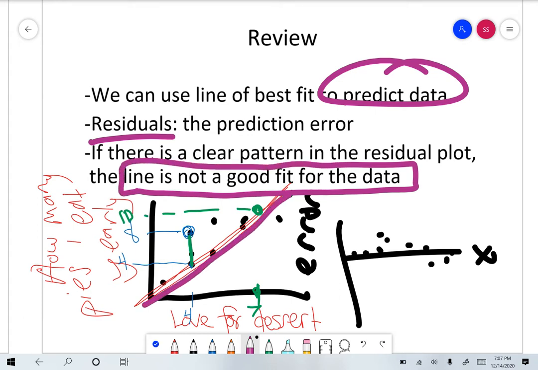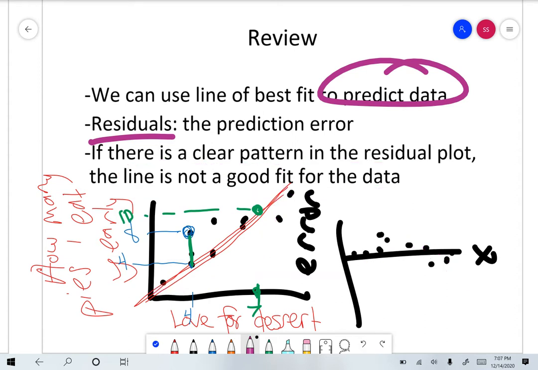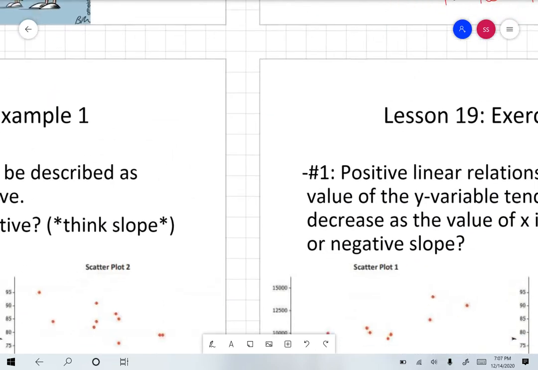So say we chose a linear line here and there was a clear arc, it would mean that your data is actually exponential, not linear. Or vice versa. If we modeled with an exponential line of best fit, and there's a clear arc or pattern in the data for the residual plot, it means that our data was not exponential. Again, this is all just a review of yesterday's video.